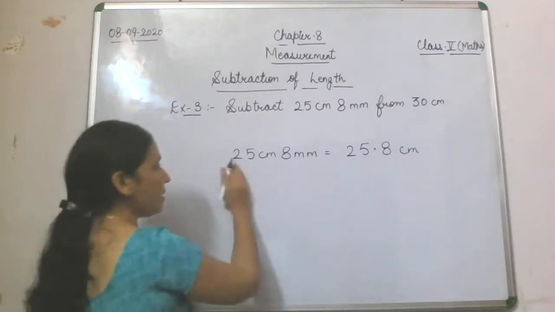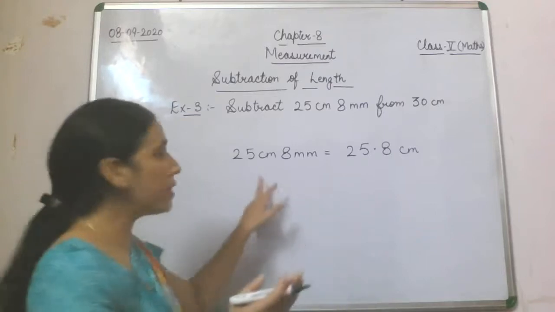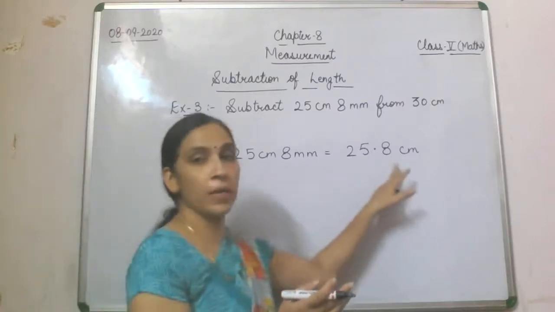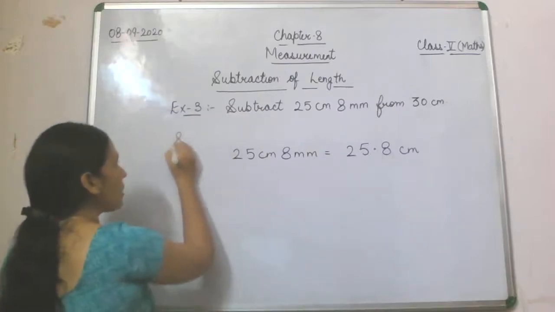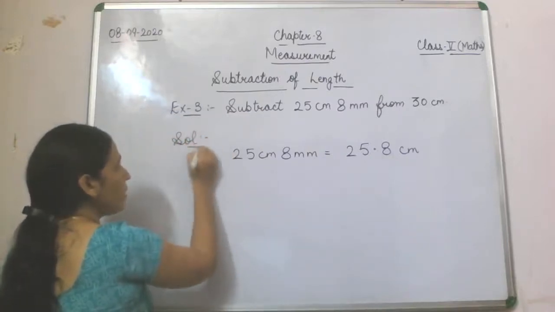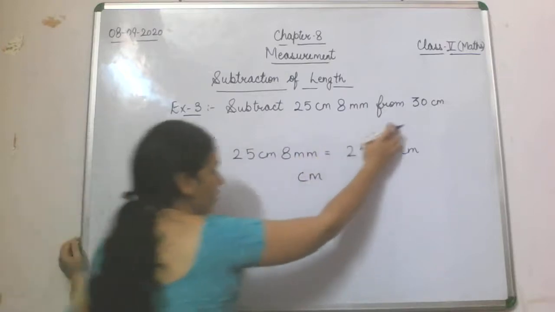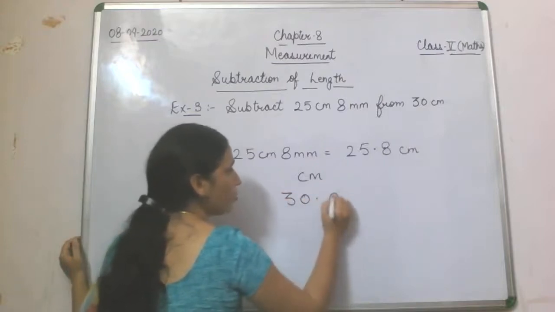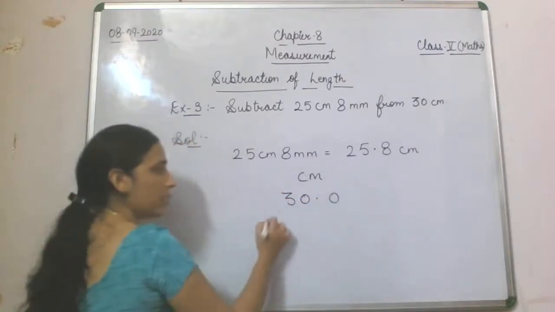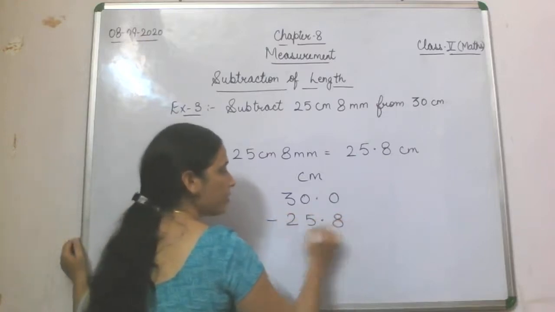Now the part which is already in centimeter, you don't want to convert it. Only the millimeter part will be divided by 10, and that will become 0.8. So now we'll come to our subtraction part. Here we are not going to convert this 30 centimeter. That can be written as 30.0, because here we have one decimal place. Now this way we will write 25.8.